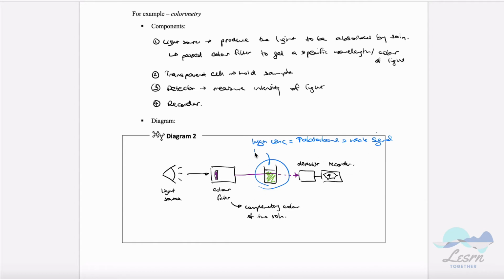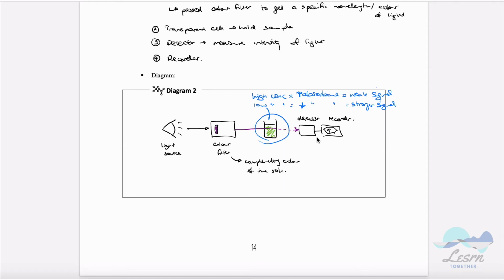Then if it's low concentration, right, it's going to be less absorbance, because there's not that much color to absorb it, and therefore it's going to be a stronger signal at the detector, okay? And then that's going to record it, and it's going to give us some sort of output. If we look at the output that we get, you're going to get an absorbance number, right? All it is, it's just going to give you a reading. It's just going to be a number. And that number means nothing if you don't have things to calibrate this machinery.